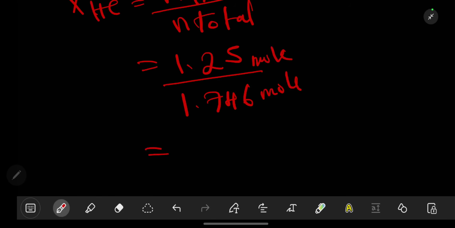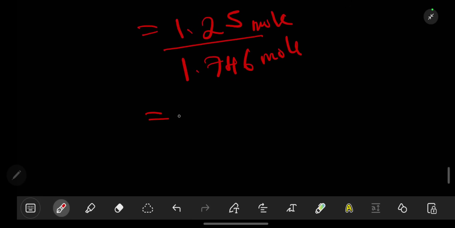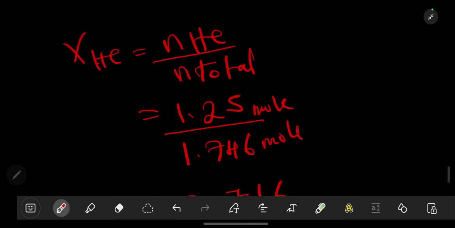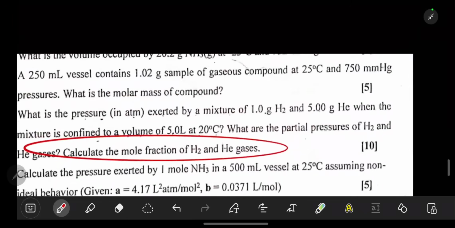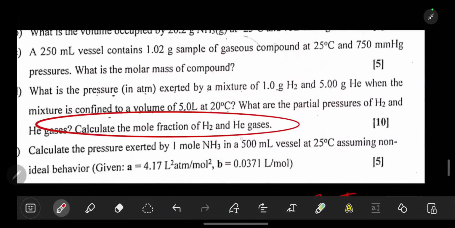So we are going to have our 1.25 divided by 1.746. This is going to give us 0.17, like that. So it's a fraction. That is what it's going to give us. Is there more? Yes, we have done that question.